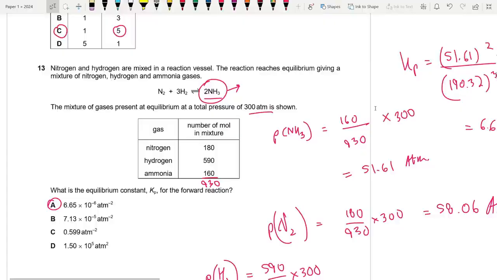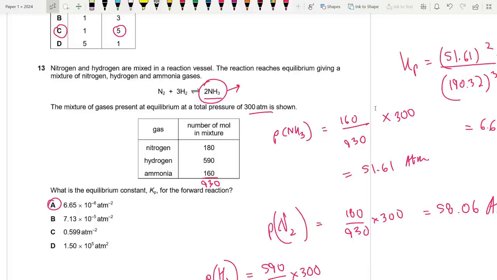Next, question 13. Nitrogen and hydrogen are mixed in a reaction vessel. The reaction reaches equilibrium, giving a mixture of nitrogen, hydrogen, and ammonia gases. The mixture of gases present at equilibrium at a total pressure of 300 atmospheres is shown. Calculate the value of Kp, the equilibrium constant, for the forward reaction.